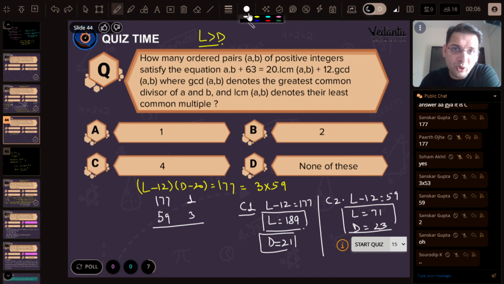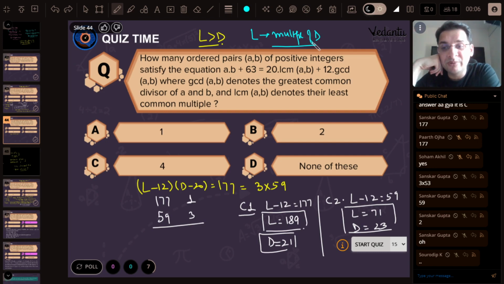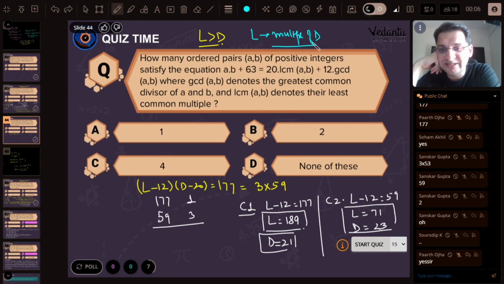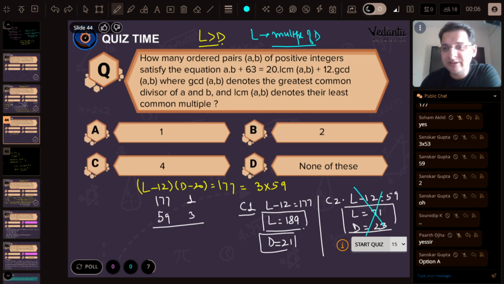Now, it is also important that you should know that L is always a multiple of D. LCM of two numbers is always a multiple of GCD. So can I say the second case can't happen? The second case cannot happen. That means for two numbers, the GCD is 21 and the LCM is 189.